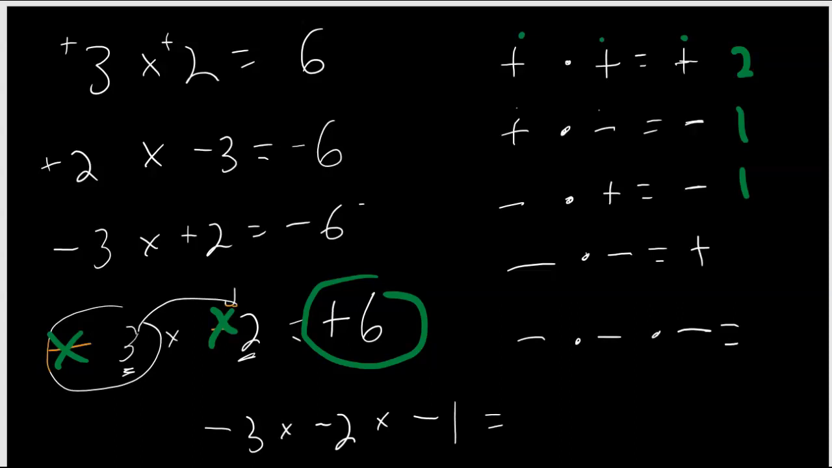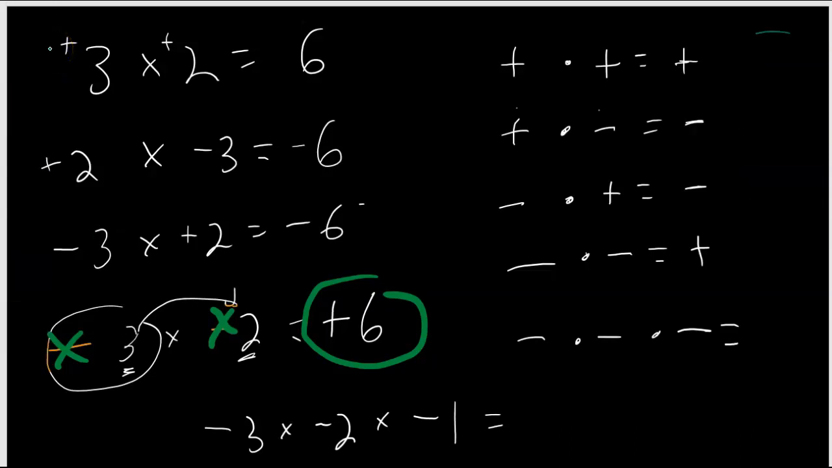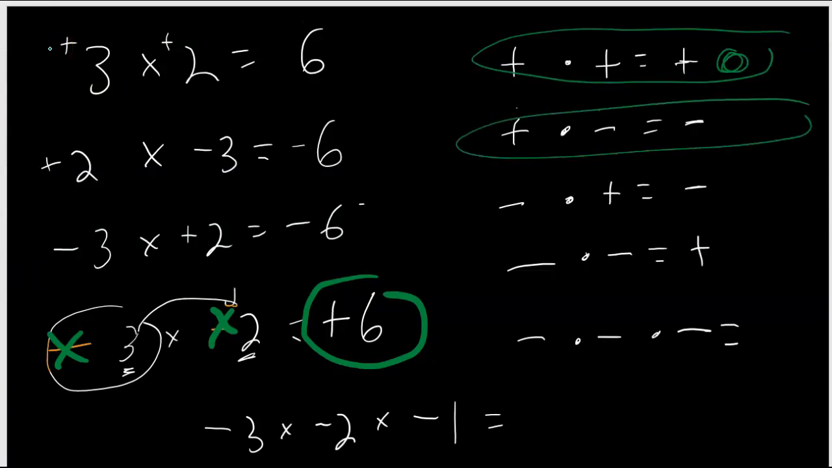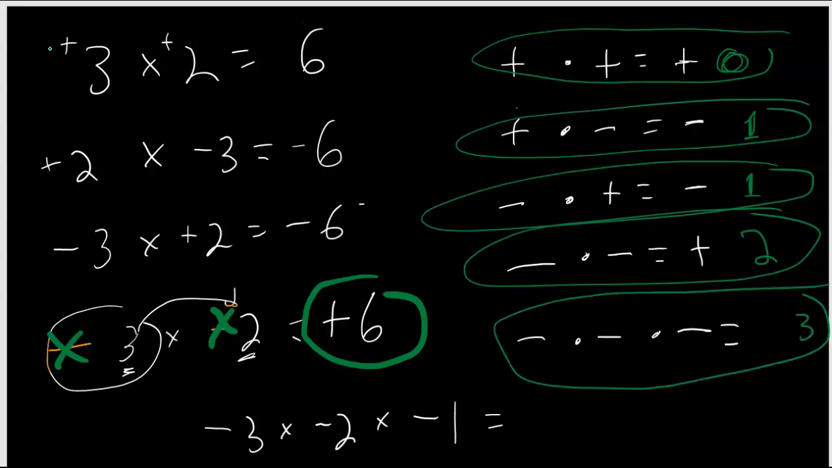Let's look at negatives. I hate to be all negative after I've talked to you about being positive, but I'm going to get a little negative on you. How many negatives are in this one? Zero negatives. How many in this one? One. In this one? One. In this one? Two. And in this one? Three.